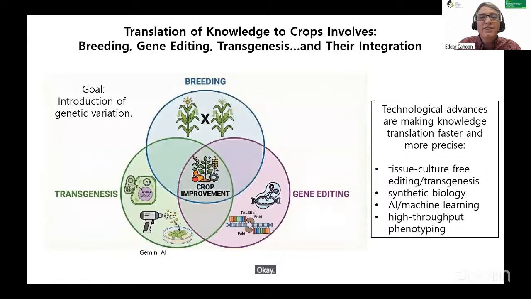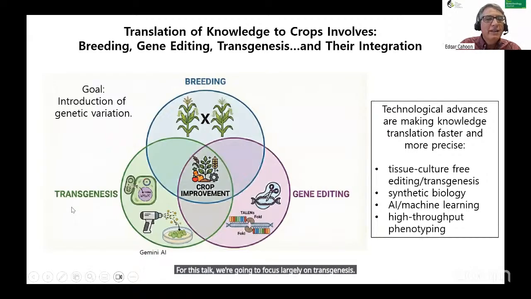Okay, so if we want to translate this knowledge to crops, what we are actually doing is introducing genetic variation. And so genetic variation can be generated through multiple means: breeding, gene editing, transgenesis, putting transgenes into crops. For this talk, we're going to focus largely on transgenesis. And the great thing we think about transgenesis is that if we're trying to make a new trait, some high value trait that's not ever been seen in a plant before, we can tap a large amount of genetic variation across plant species, across organisms to affect the change that we want.